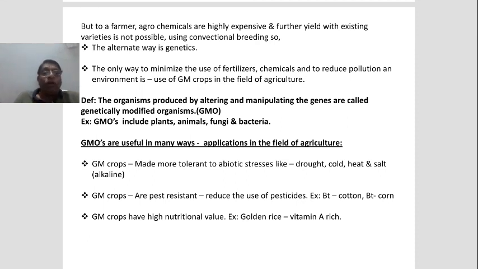So through biotechnology or genetic engineering, we are able to produce the pest-resistant varieties of crops. Not only that, we are able to produce genetically modified crops with high nutritional value. Say for example, golden rice we produce, which is rich in vitamin A.